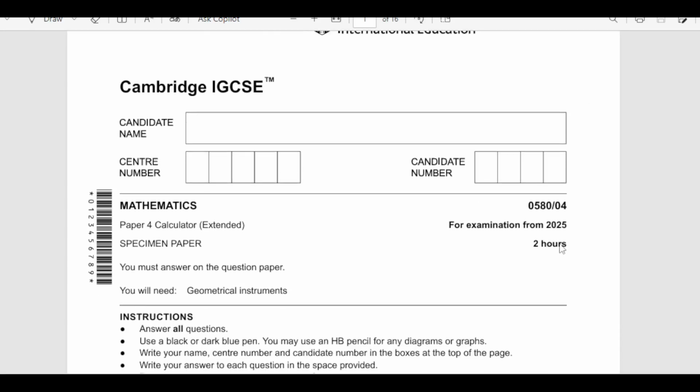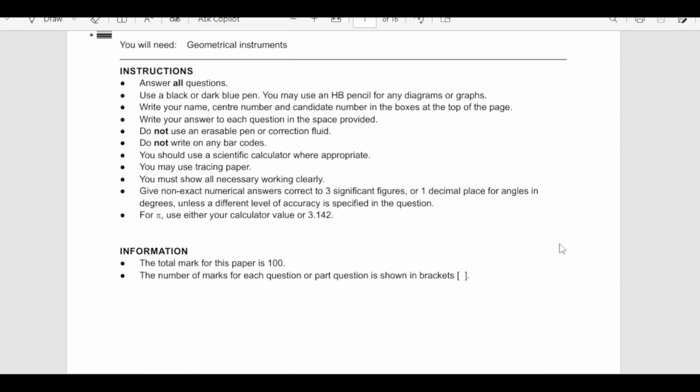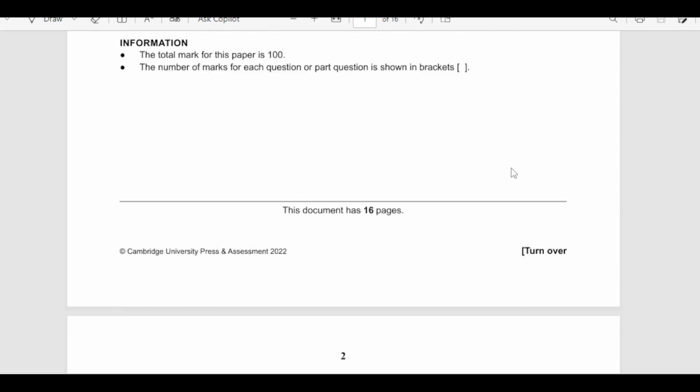So there are some big changes here, like one paper is with calculator and one is without calculator. So this paper, as you can see, the general instructions here, you can use geometrical instruments here. This is the calculator version, right? Paper 4 is calculator, you can use it in this, and this is 2 hours. Previously it was 2 hours and 30 minutes. Now the maximum length of the paper is 2 hours for the second paper.